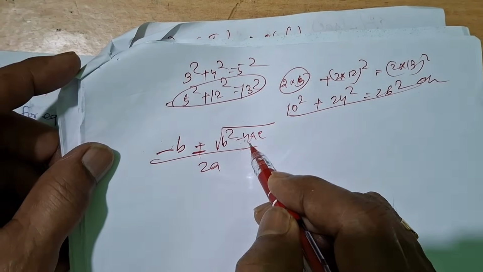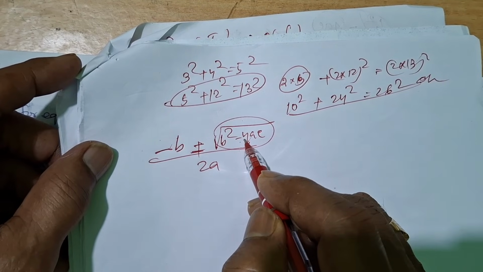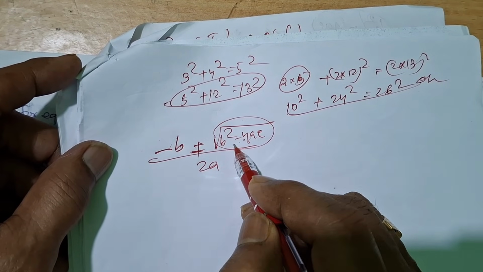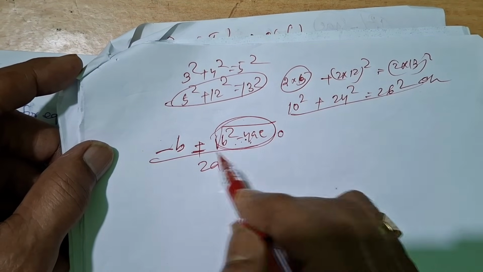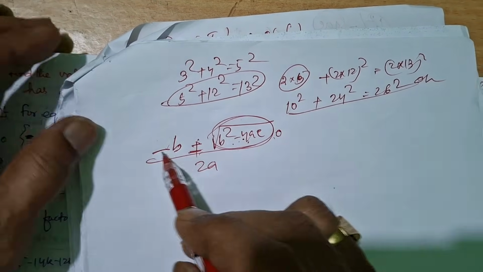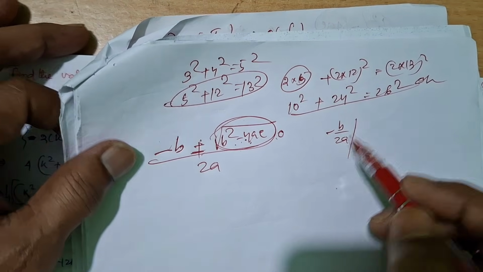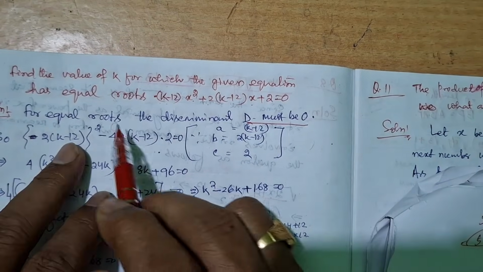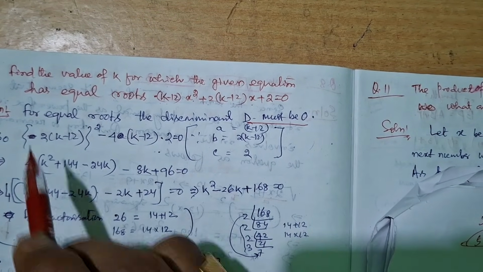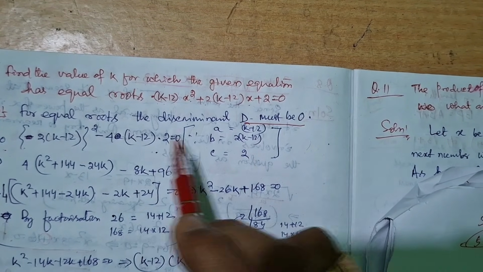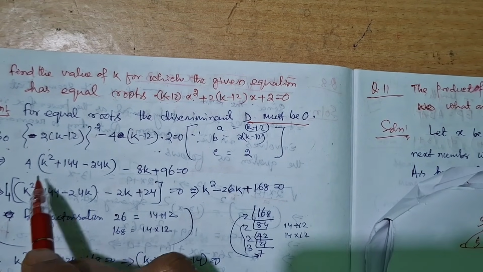If this is not equal to 0, the plus will give one result, the minus will give another result. So two different results you will get. But if this is 0, this plus minus is meaningless. So only minus b by 2a, it is 2 times. Okay. So for equal roots, what should be the value of k? Now we apply this, it transfers into a quadratic form. Finally you get this.